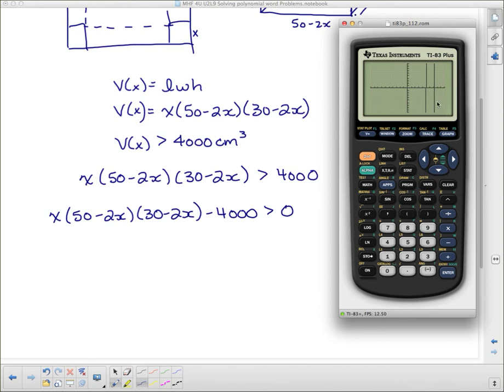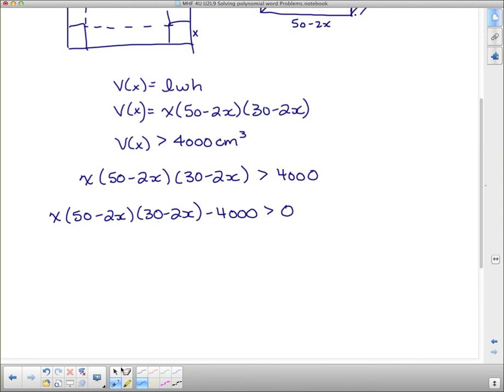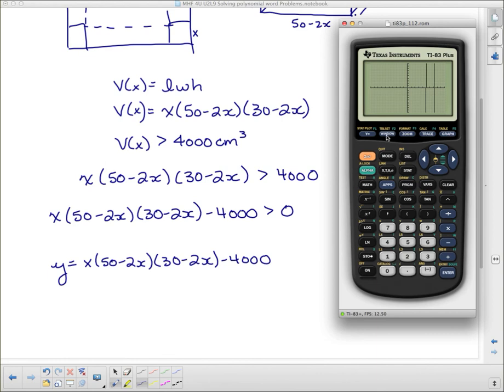Now, I do want to see what this looks like a little bit better. So what would our y-intercept be? Remember, I'm graphing this whole thing. The function that I graphed was y equals x times 50 minus 2x times 30 minus 2x minus 4,000. So if I let x be 0, then this whole part disappears, and so my y-intercept is at negative 4,000. So that gives me something to go on to set the window so that I might actually see something. I'm going to keep this at negative 10 to positive 10 for my x's. My y's, I want it to go to at least negative 4,000, so I'm going to set this to negative 6,000 and positive 6,000 just for good measure. Let's see what this looks like.